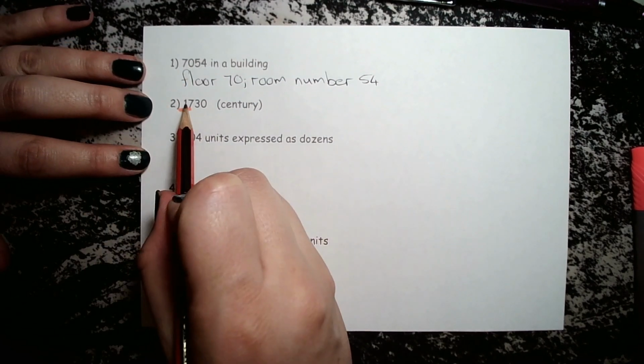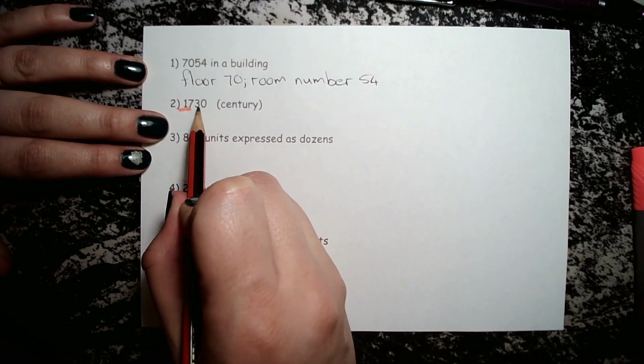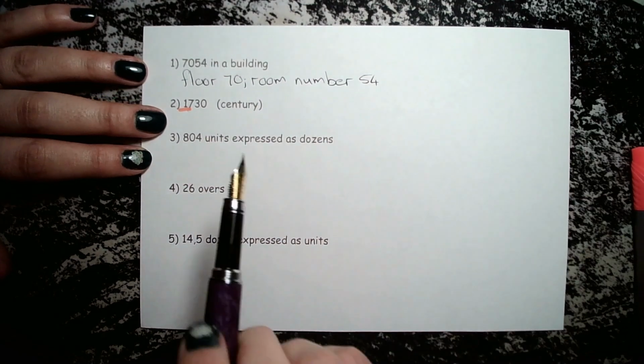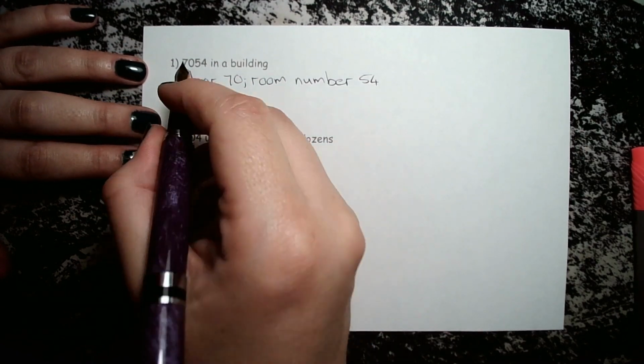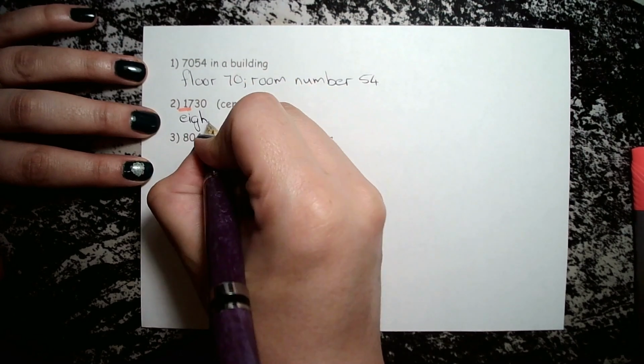So you will only be looking at the first two values here and kind of disregard what that says, but you will always be adding one value there. So 1730 is in fact in the 18th century.